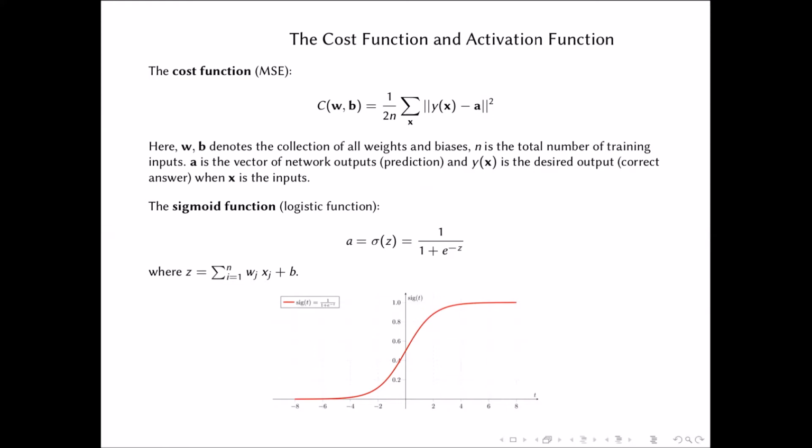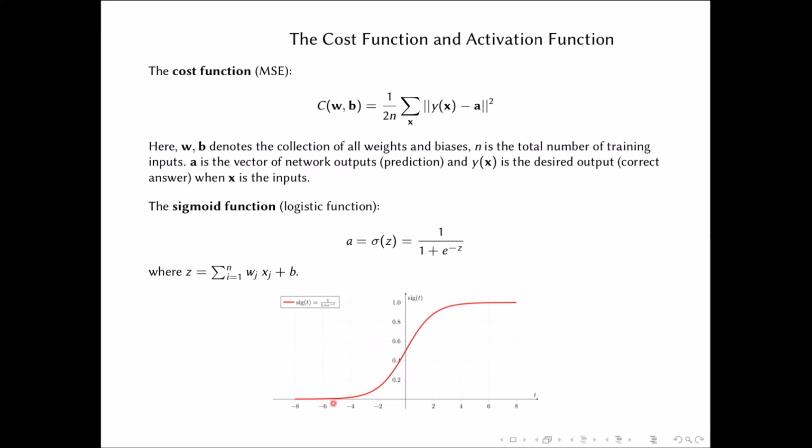So the cost function is just the mean square error. Here y(x) is the correct answer. After we decide our input x, all the information, this y has been decided. And a is the prediction. So we just find the differences between them, square them, and sum them up. The 1/2n is just a normalization constant, where n is the total number of training inputs. The sigmoid function is just a logistic function, which is 1 over 1 plus e to the power of minus z, where z is again our weighted inputs plus the bias.